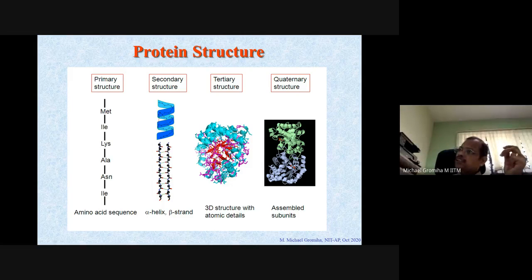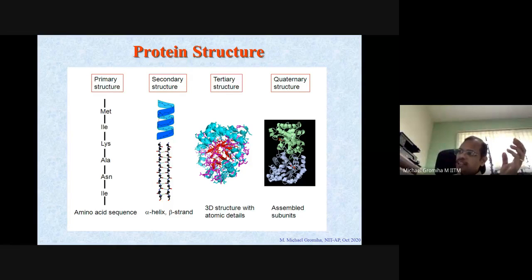You see here, these are all the alpha helices. This and this look similar, so they are beta strands. Then the quaternary structure is the assembly of these subunits. Here there is only one. Sometimes 2 or 3 join together and form a complete structure. That's called the quaternary structure.